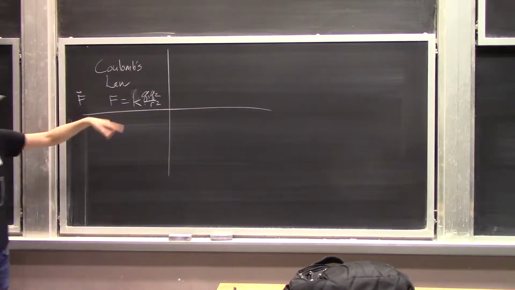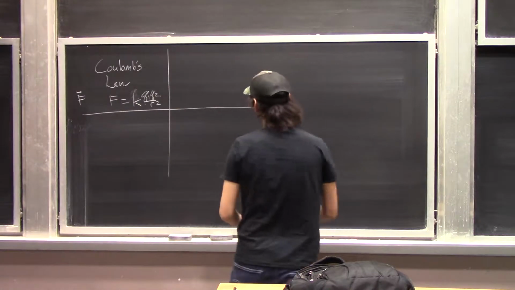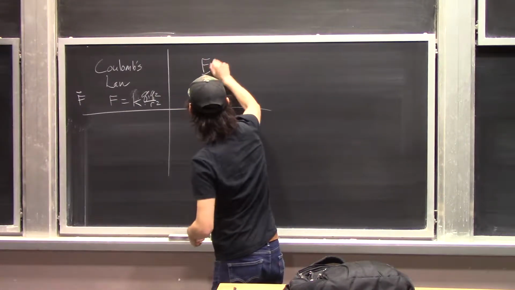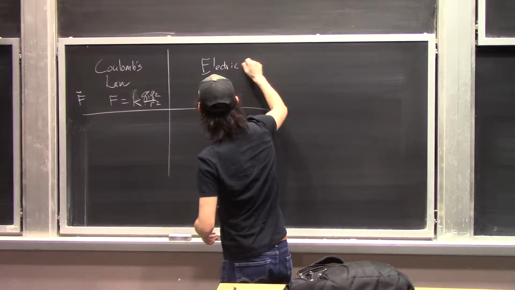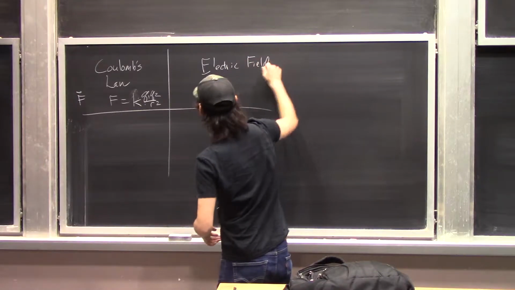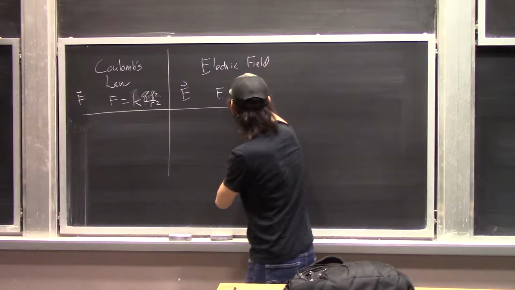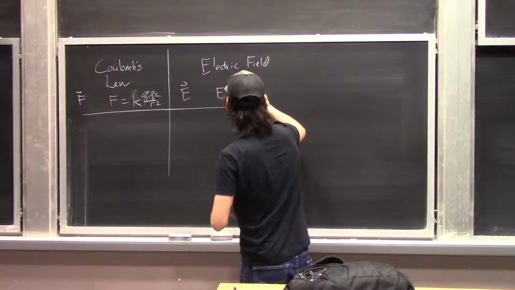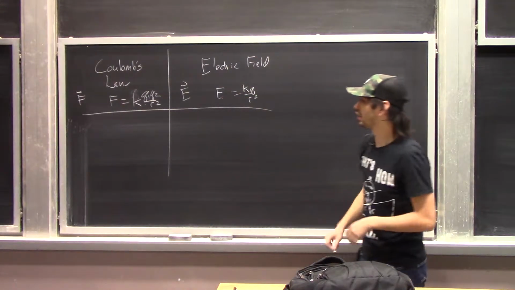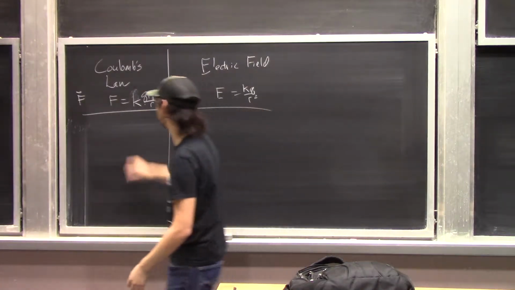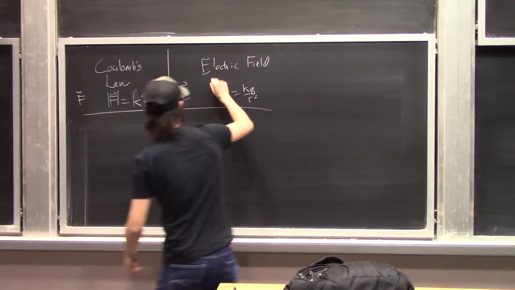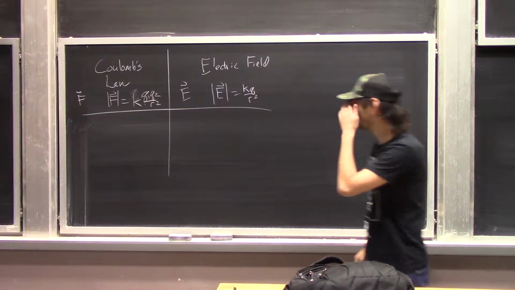Then we talked about how we could write the electric field. The electric field, we denote with an E vector, from a point charge is just going to be KQ divided by R squared, okay? And again, these are both vector equations. I'm just writing this as the magnitude of the vector, okay?